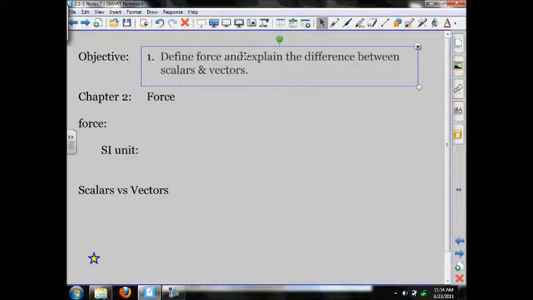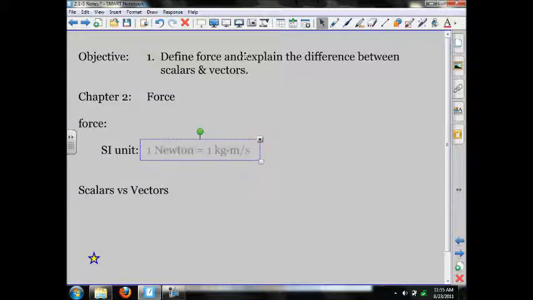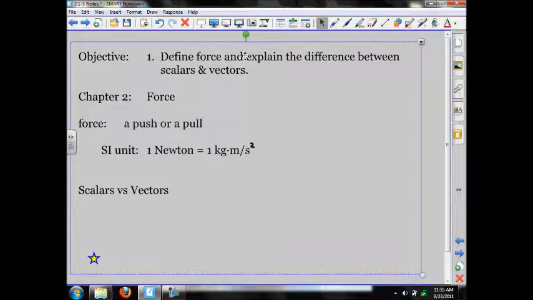So first objective is to define force, talk about scalars and vectors. What's a force? Yes, the units are Newtons. There's a typo there. 1 Newton is 1 kilogram meter per second squared, times acceleration. Force is a push or pull on an object. Something pushing, something pulling an object, causing it to move.